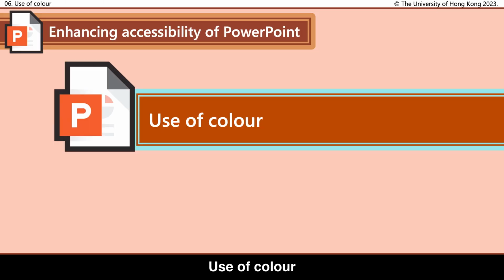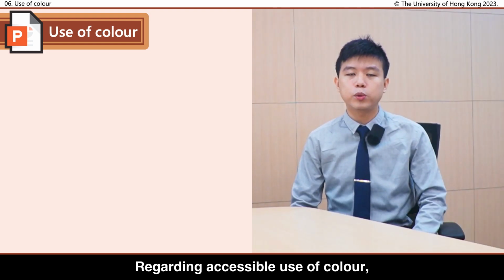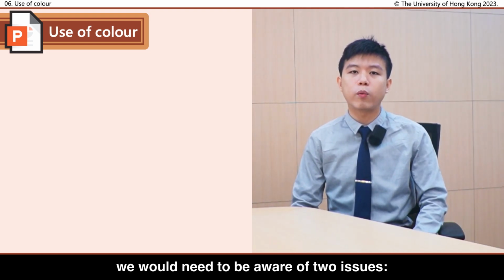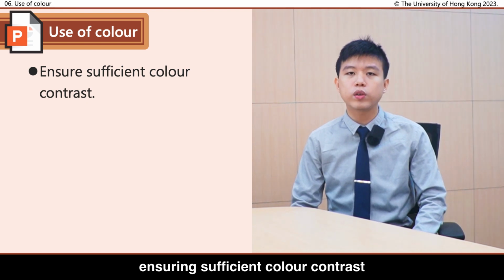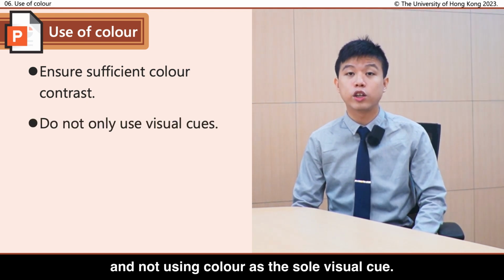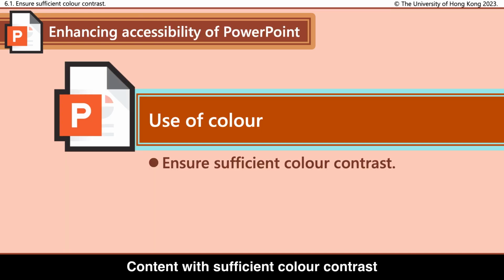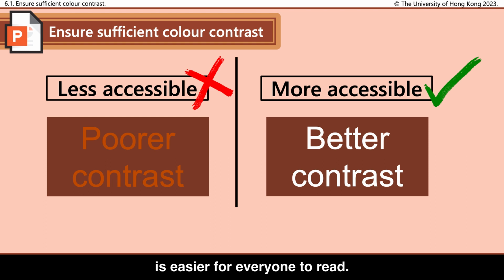Use of color. Regarding accessible use of color, we would need to be aware of two issues: ensuring sufficient color contrast and not using color as the sole visual cue. Content with sufficient color contrast is easier for everyone to read.